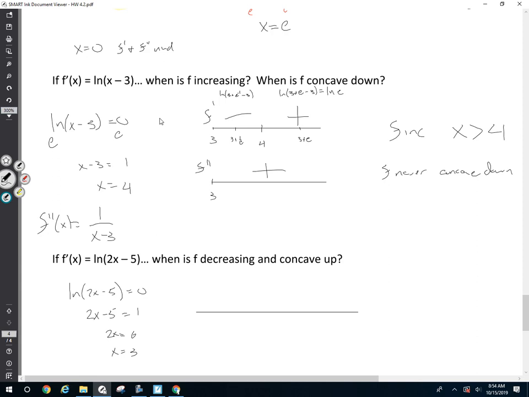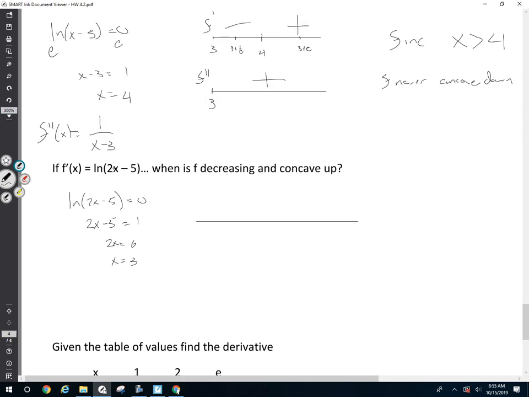Since this is f prime, maybe the original function does exist to the left of 3. Maybe I should be thinking about... no, because the derivative wouldn't exist at 2 or 1. It'd be the log of a negative, so I would be starting at 3. So that's fine. This one I would be starting at like 5 halves, because you can't take the log of anything that is negative or 0.